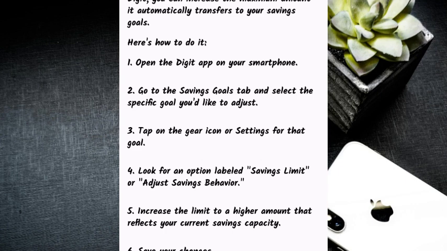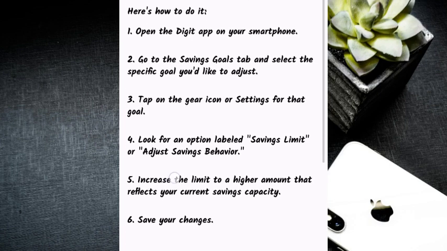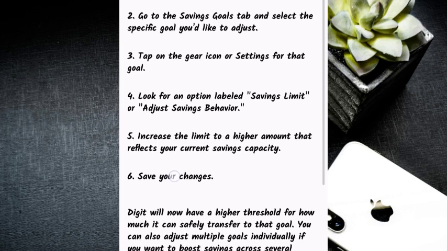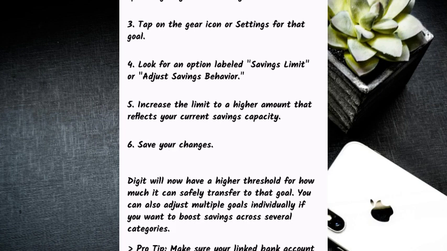Now, increase the limit to a higher amount that reflects your current saving capacity. Once you're done with that, save the changes, and from here on out, Digit will have a higher threshold for exactly how much it can safely transfer to your goal. You can also adjust multiple goals individually if you want to boost savings across several categories.